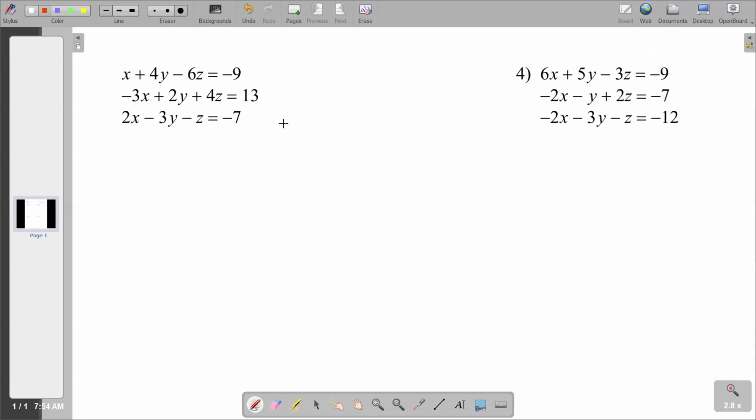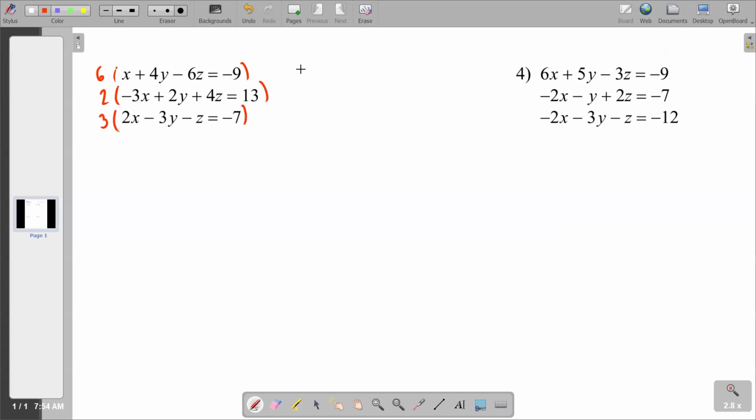So what would we do with number 3? What are we getting rid of? It doesn't matter. That's why I'm asking you. X's, excellent choice. So we're going to turn them all into 6s. So what do I multiply the top by? 6. So by 6, by 2, and by 3.